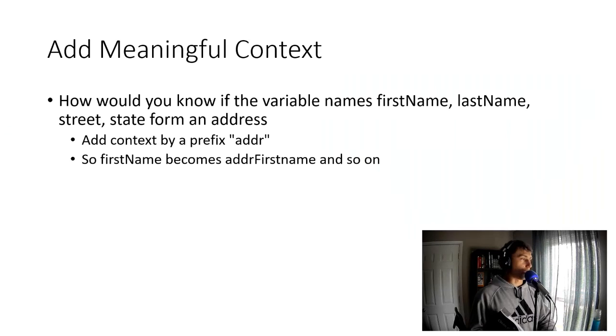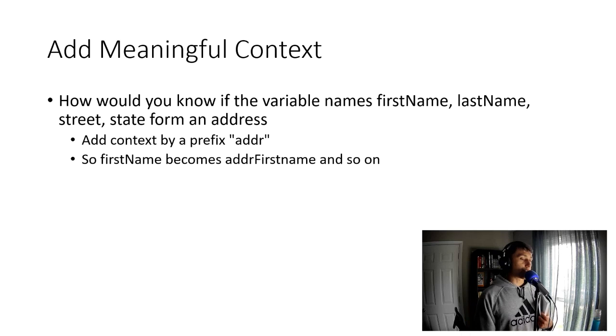Last, and we are almost done here: add meaningful context. This is kind of the example that we talked about earlier. How would you know if the variable names are first name, last name, street, state, form, and address? That was like the previous phone number example, where I had a private string name. Well, how do I know that that name is the first name or the last name? Or is it the name of the business? Or is it the name of a charity? Etc.